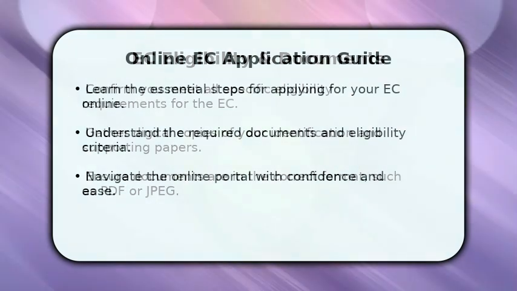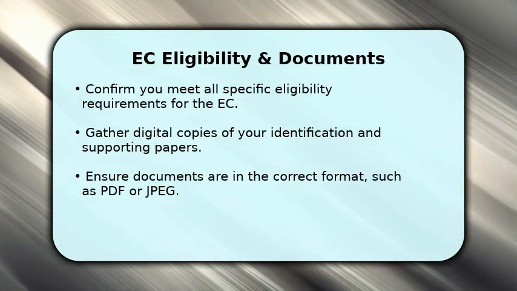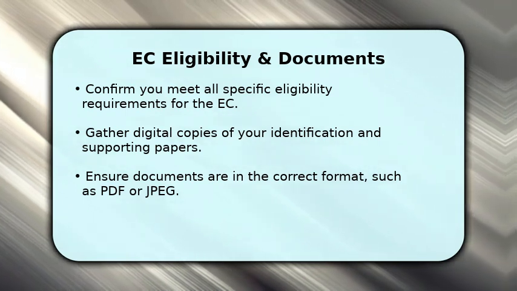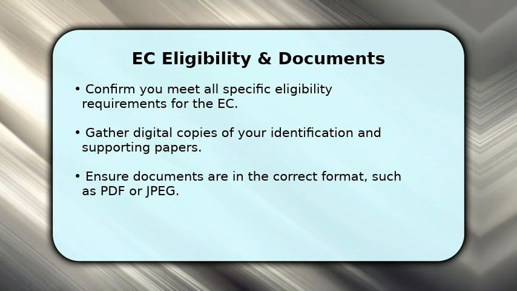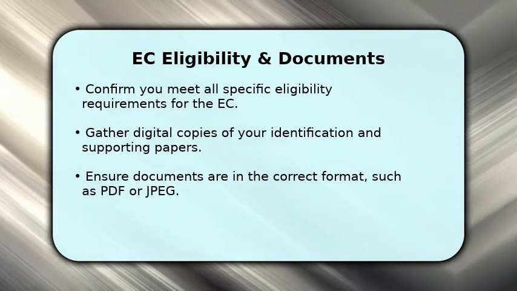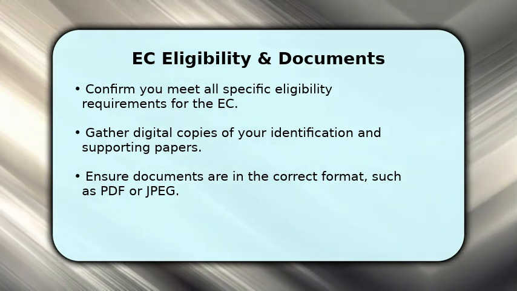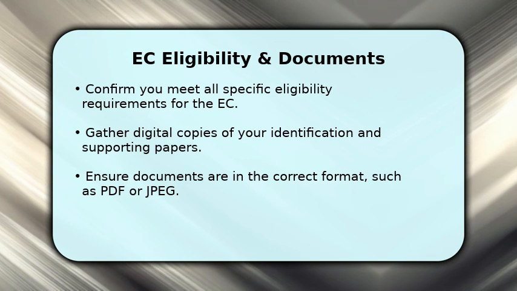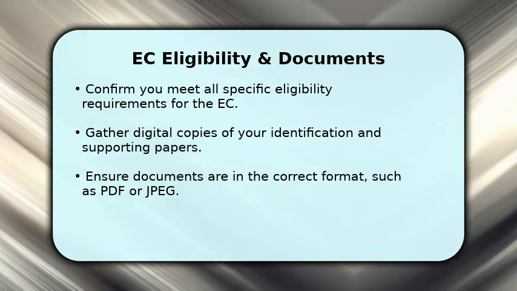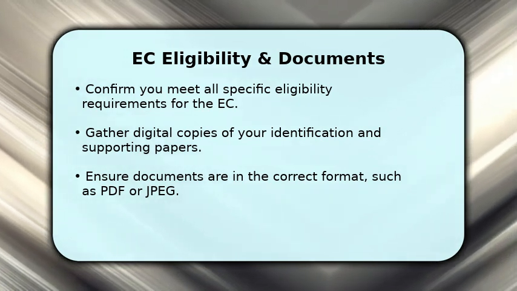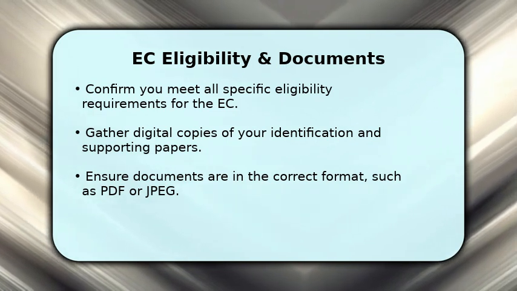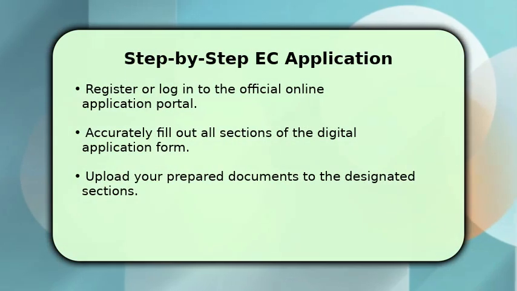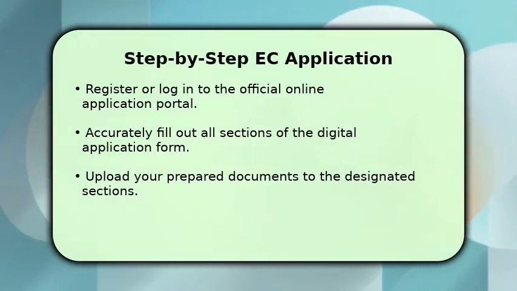Before starting your application, it's crucial to verify your eligibility. Check the official guidelines to ensure you meet all the specific criteria for the EC you're applying for. Next, prepare all your required documents. This typically includes proof of identity, address, and any other supporting information. Make sure these are scanned clearly and saved in the specified digital formats, like PDF or JPEG, to avoid any upload issues later on.